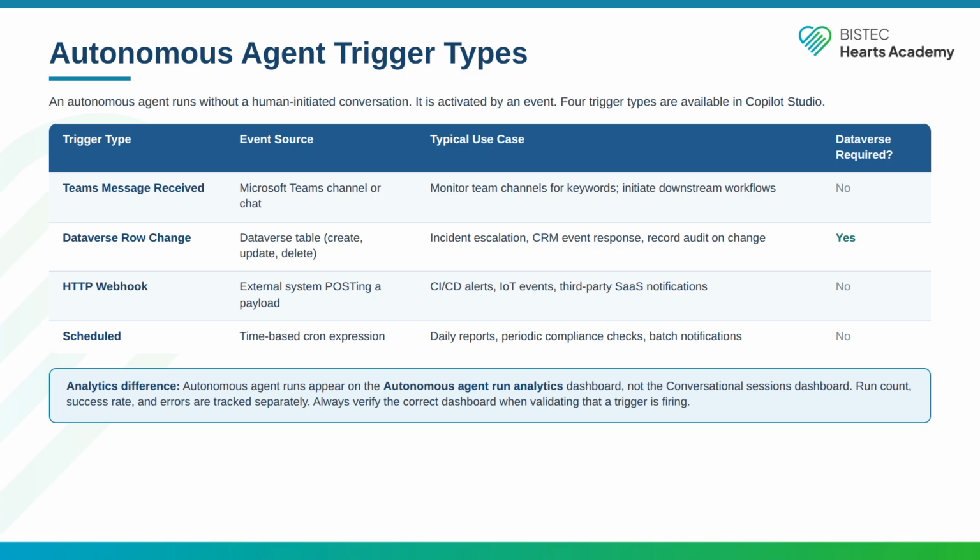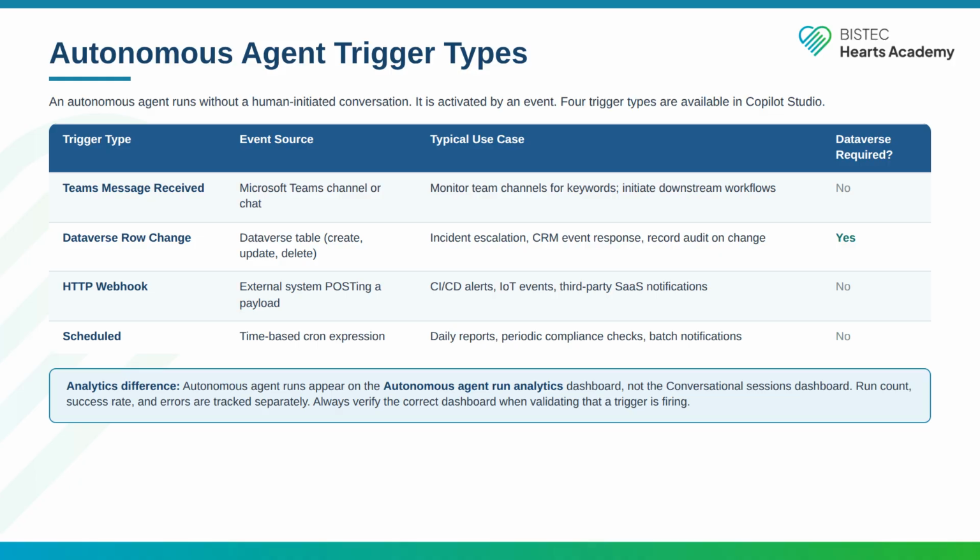Critical fact that causes confusion: autonomous agent runs appear on the Autonomous Agent Run Analytics dashboard, not on the Conversational Sessions dashboard. If you look at the wrong dashboard to validate a trigger, you will see nothing and conclude the trigger is broken when it is working perfectly.